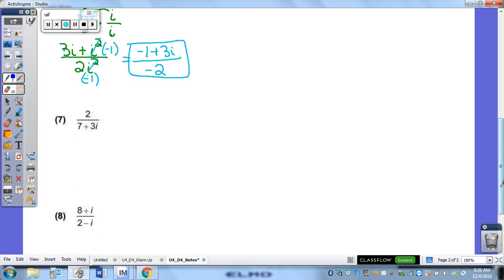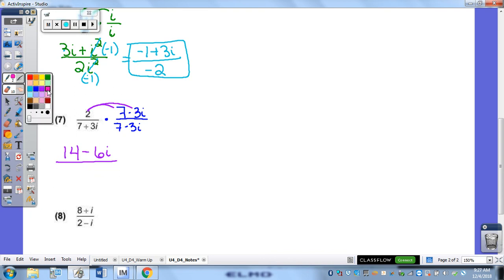Number 7, our denominator is not a single term. We have 2 terms there. So we have to multiply the top and bottom by the conjugate, which would be 7 minus 3i. Again, you just change that sign in the middle. So up top, I've got to multiply that 2 by both parts of that conjugate. So 2 times 7 gives me 14. 2 times -3i gives me -6i. So 14 minus 6i.